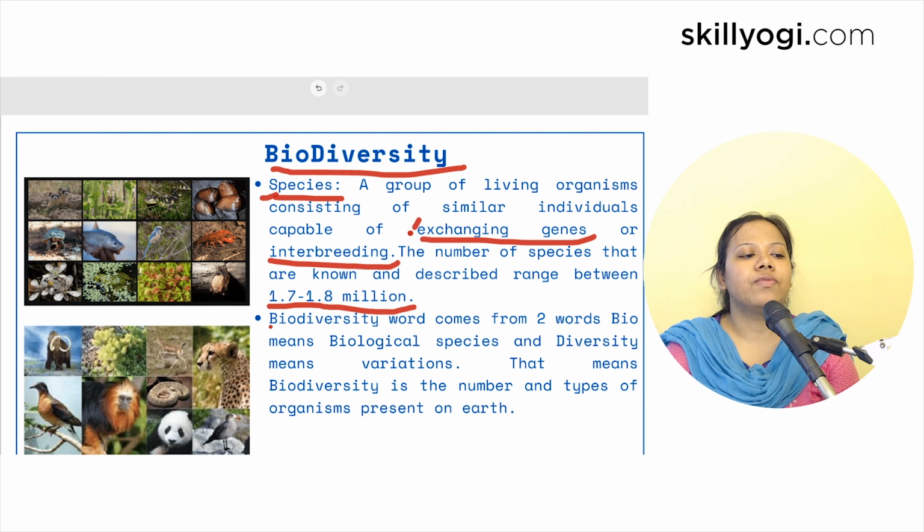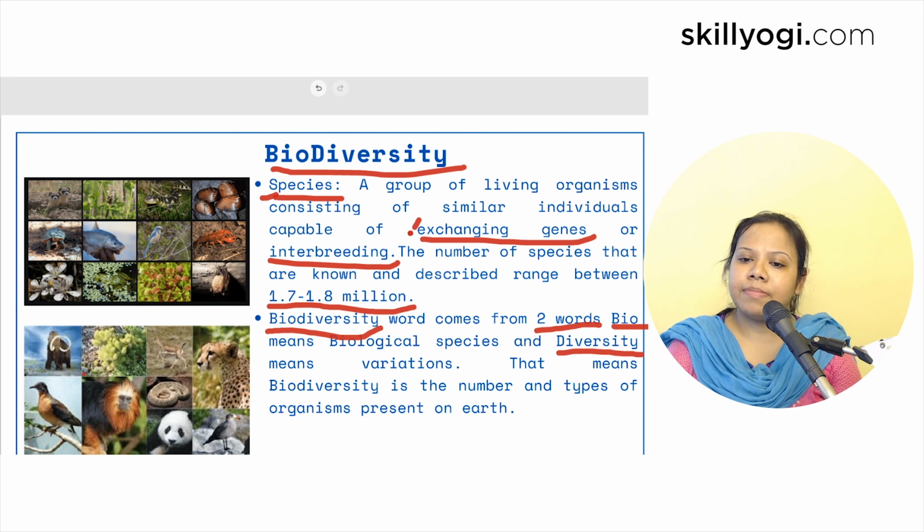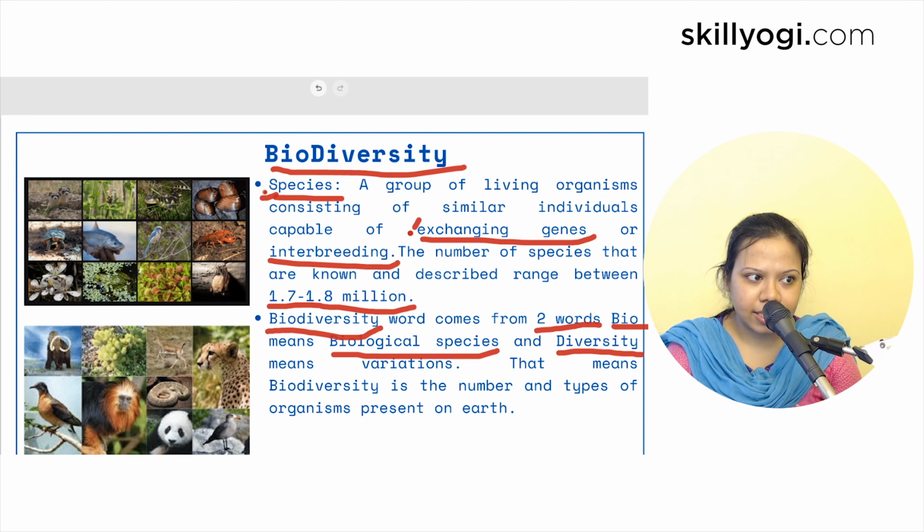Okay, then we come to biodiversity. The word biodiversity comes from two words, bio and diversity. What is the meaning of bio? Bio means biological species. So species and biological species are the same thing. In biology, we consider the species, that's why it is known as the biological species. But both are the same.